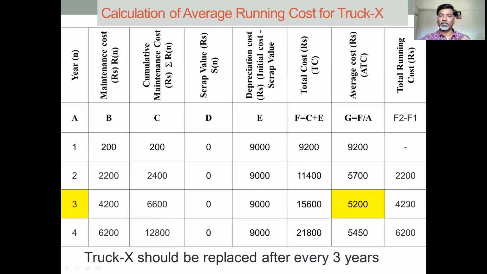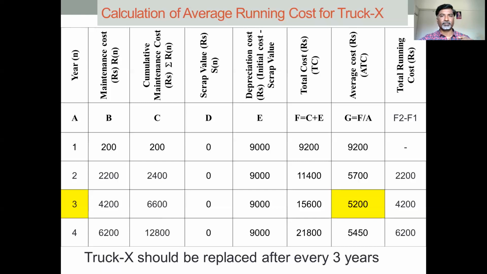For running cost of the third year, the formula is total cost for current year minus total cost for previous year. In this fashion, you have to calculate running cost for second year, third year, and fourth year. For the first year, the running cost will be dash 0. So in this fashion, we have calculated the average running cost for truck X for first, second, third, and fourth year. We stopped after the fourth year because we came to know that after completion of the third year, the maintenance cost is increasing. So we suggest that if you want to replace truck X, you have to replace it after the third year.